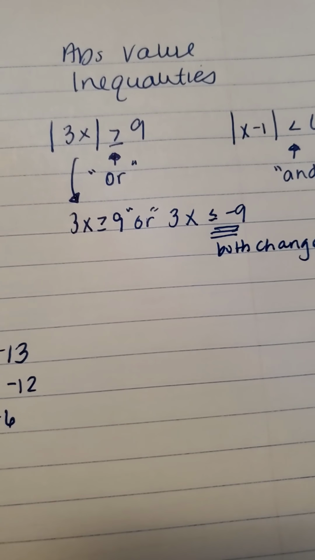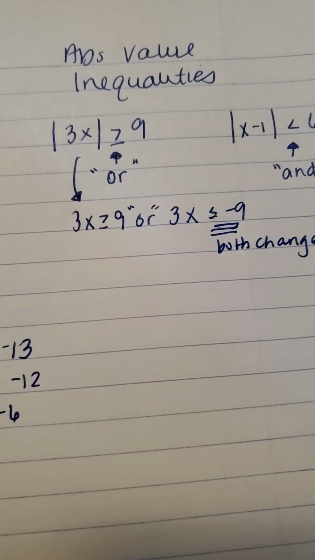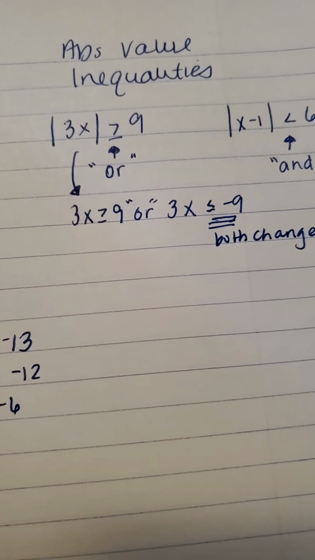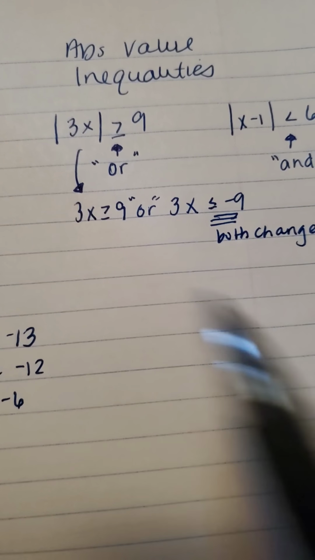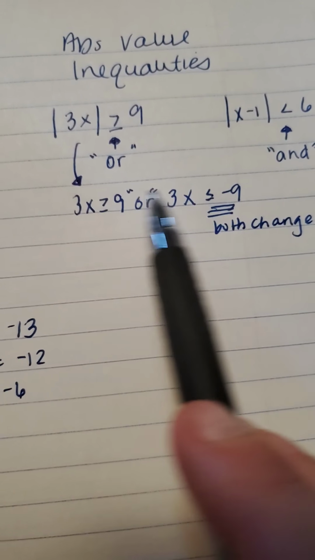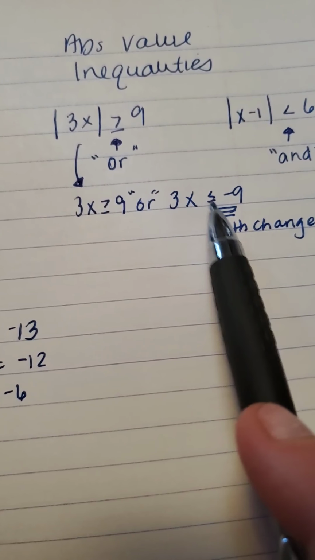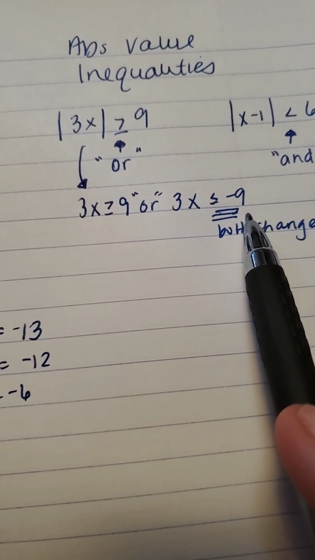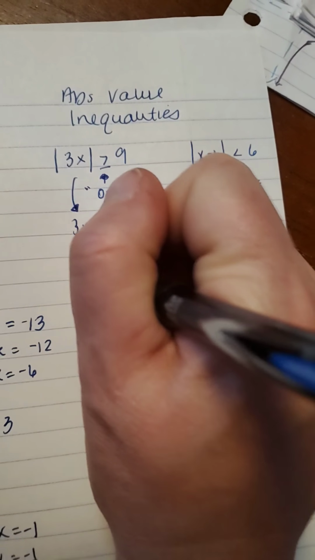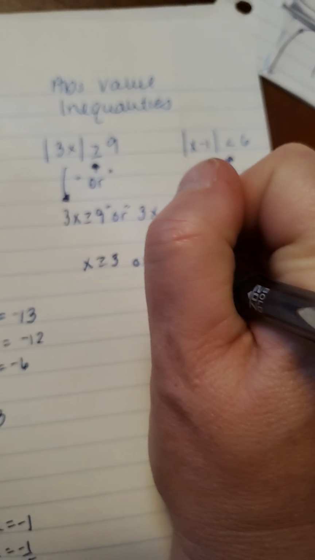So it went from greater than to less than, and it went from 9 to negative 9. Actually, greater than or equal to, less than or equal to, 9 to negative 9. And then you solve both of these. This gives you that situation.